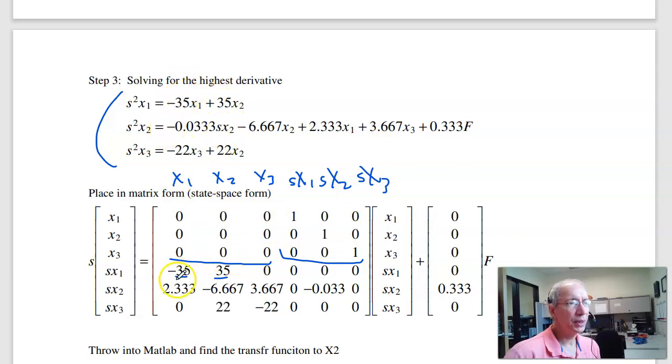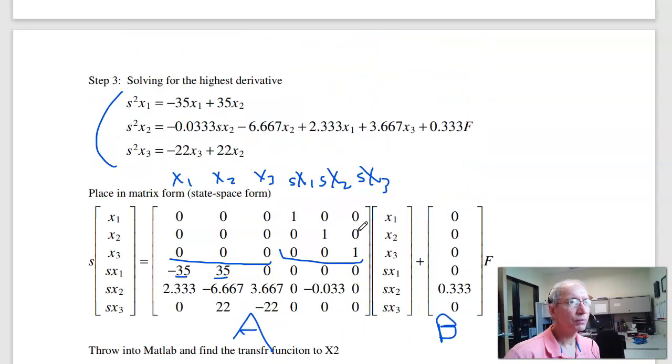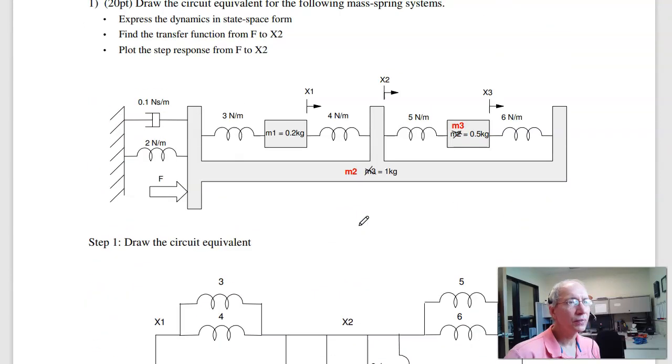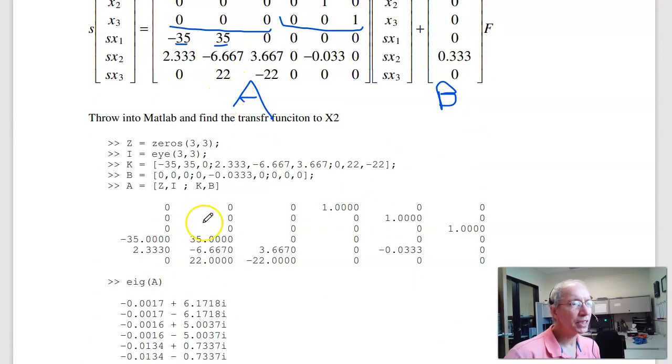The second equation, minus 0.033 sx2, minus 6.67 x2, plus 2.33 x1, plus 3.667 x3, plus 0.333 f. And likewise, third equation. That's now state space form. So there's my A matrix, there's my B matrix. My C matrix is what I'm measuring. I am measuring, what am I measuring? x2. So my C matrix will pull off the second state.